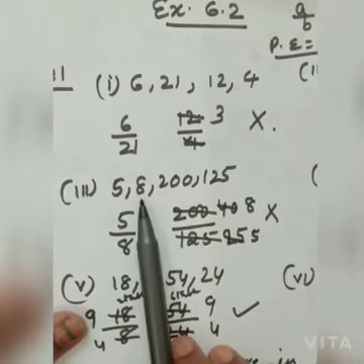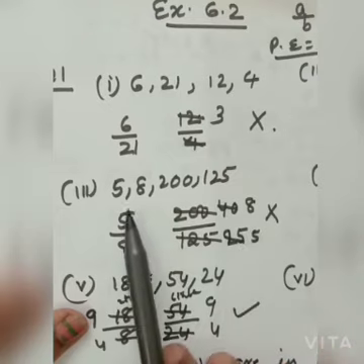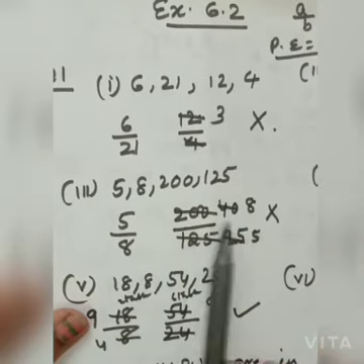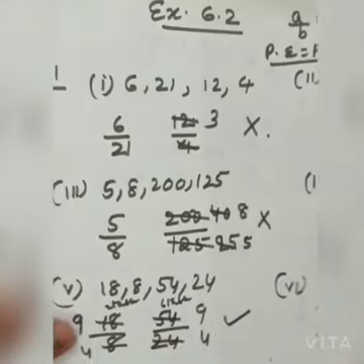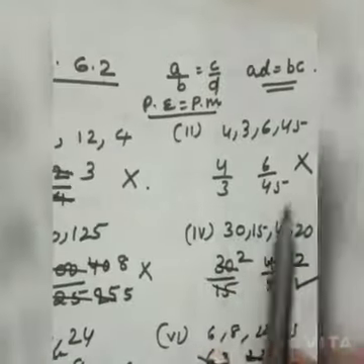Here 5 by 8, 200 by 125. Cut it out, 8 by 5. Here 5 by 8, here 8 by 5. Both are not equal. It is not proper. Otherwise you can multiply, so cross multiply. See, product of extremes equal to product of means.